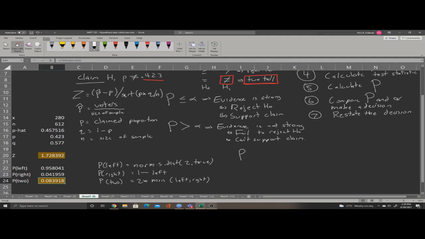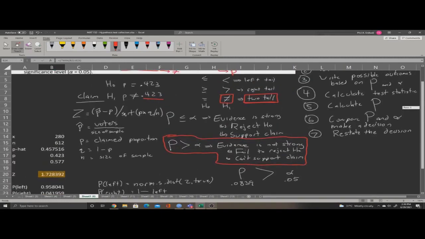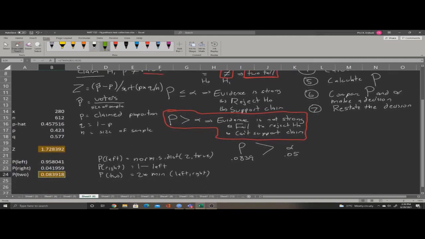Now we compare that against our alpha for step 6. We'll write that big P is 0.0839 and alpha was 0.05. We can see that our big P is greater than alpha, and therefore we'll say that our evidence is not strong. Therefore, we do not reject the null, and we keep the null. We'll box it in here. Now this means since we are sticking with the null, we cannot accept the claim. So for step 7, we'll say we don't have enough evidence to support the claim.